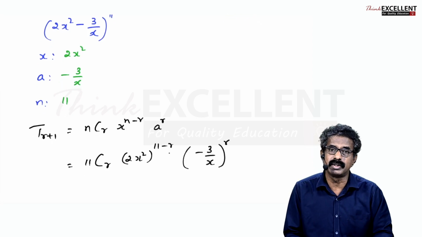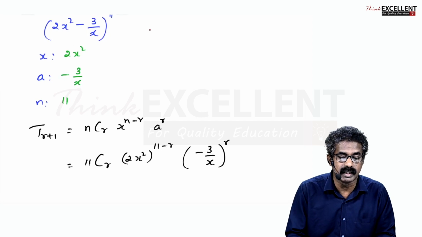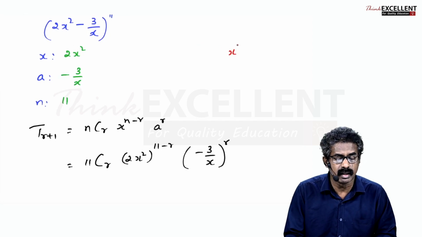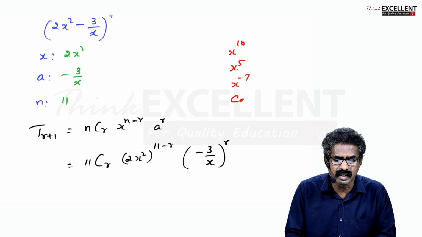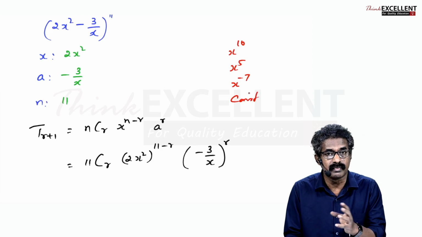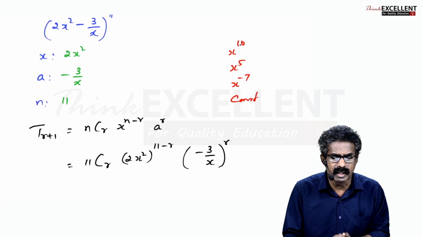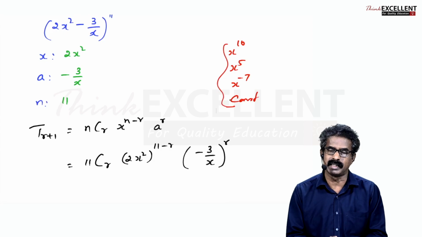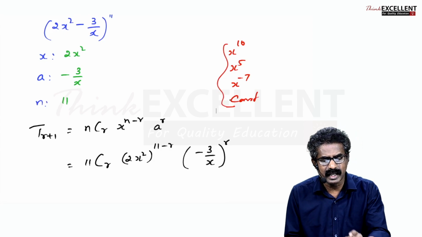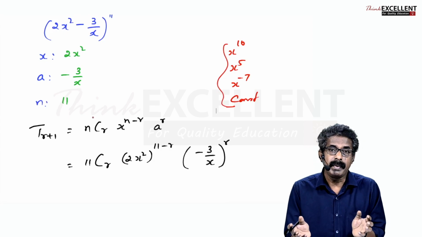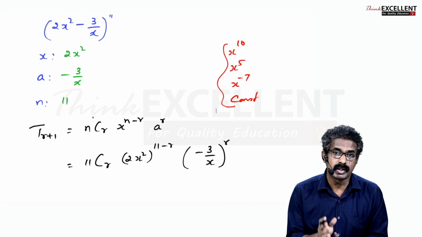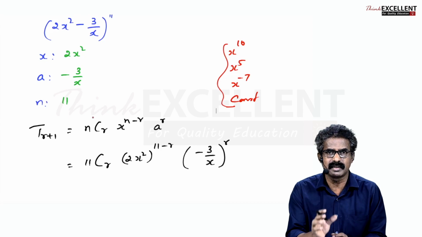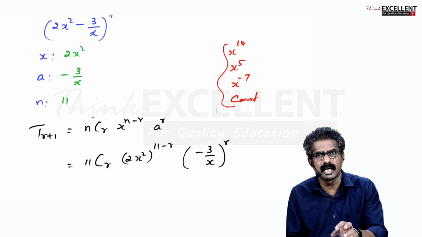For these type of questions, I mean: find the coefficient of x raised to 10, the coefficient of x raised to 5 or x raised to minus 7, or find the constant term, or find the term independent of x. For any question of this type, the method is, after writing the general term, you combine all the x powers. There should be only one x.